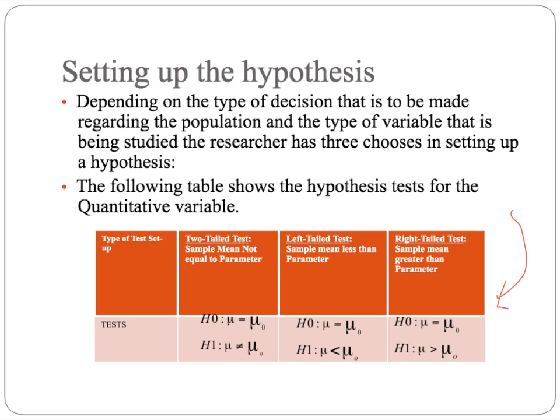So here's the two-tailed test that we're looking at. H naught, mu equals mu naught, is assumed to be true, and then the alternative hypothesis is that mu does not equal mu naught. In a left-tailed test, the sample mean is less than the parameter. So here we're testing that the sample mean is less than the parameter. And finally, in the right-tailed test, the sample mean is greater than the parameter.